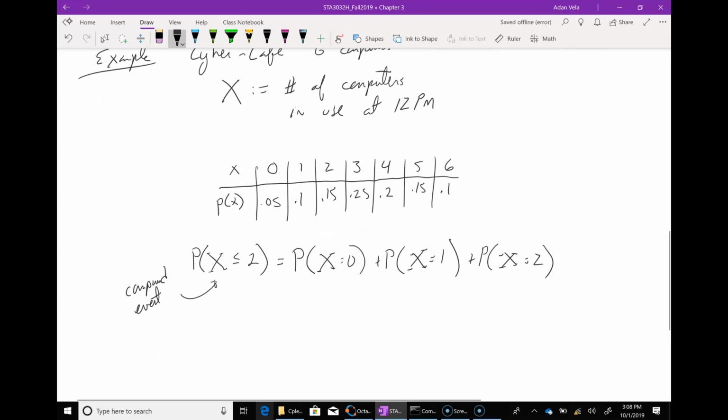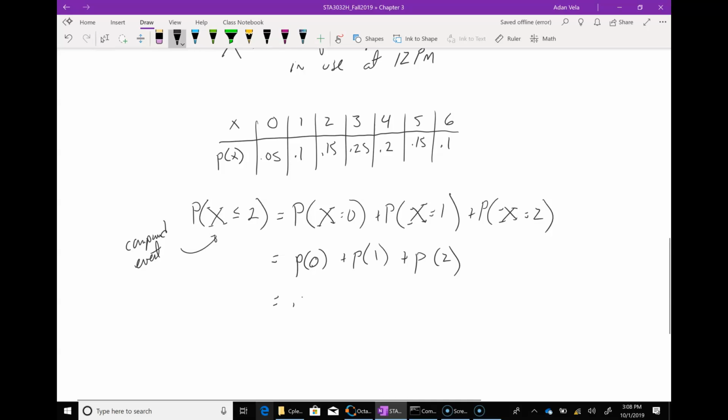So from there, we can just add up these probabilities, right? So this is the probability of 0 plus the probability of 1, if we want to use different notation, right? And so we can just fill it in. So check, I don't know what that is, 0.3, okay? So the probability that x, our random variable, is less than or equal to 2 is equal to 0.3. Okay.